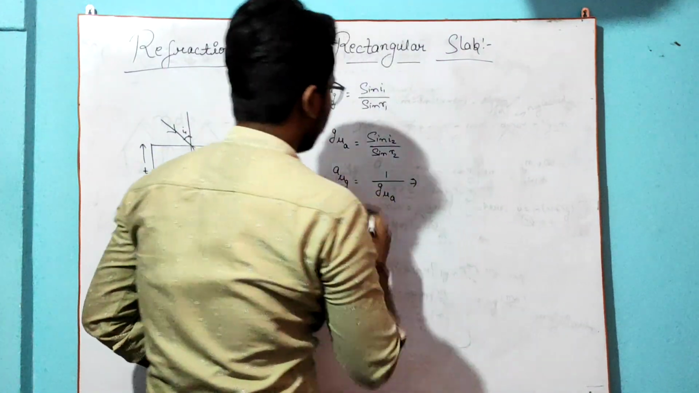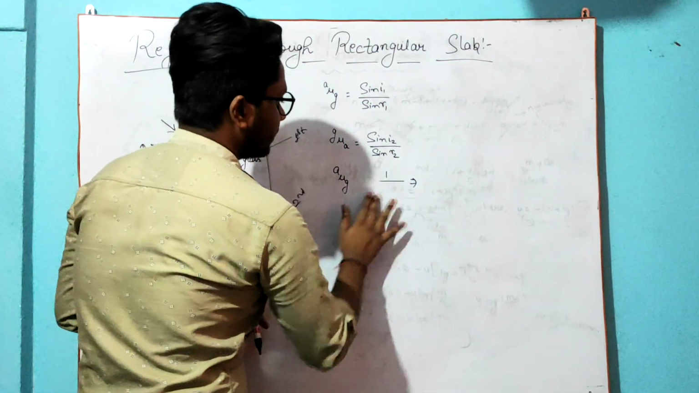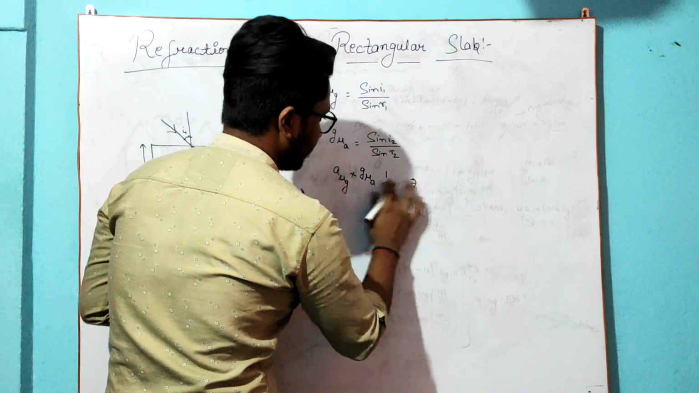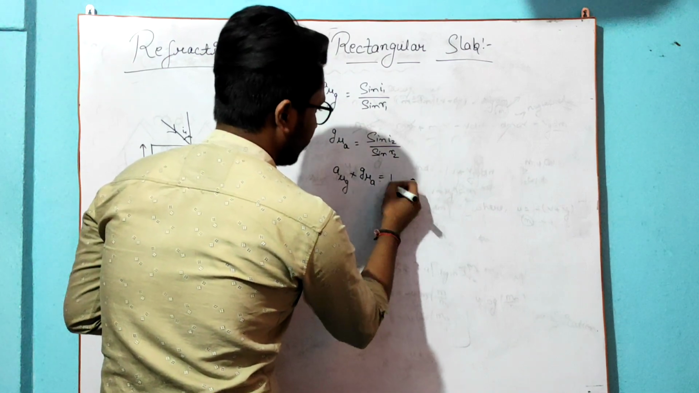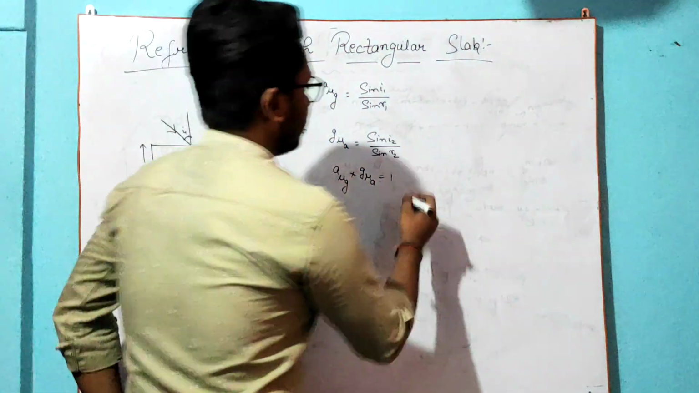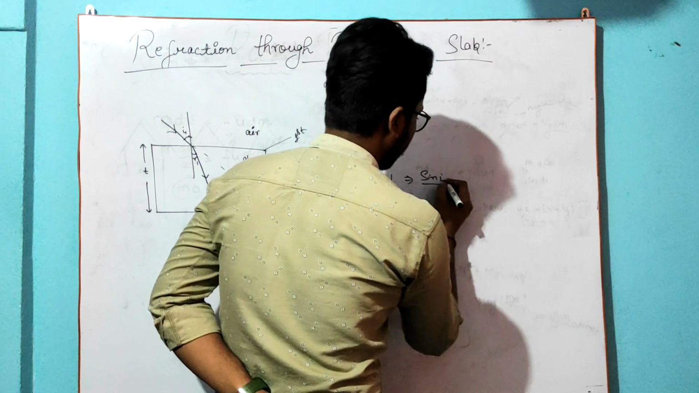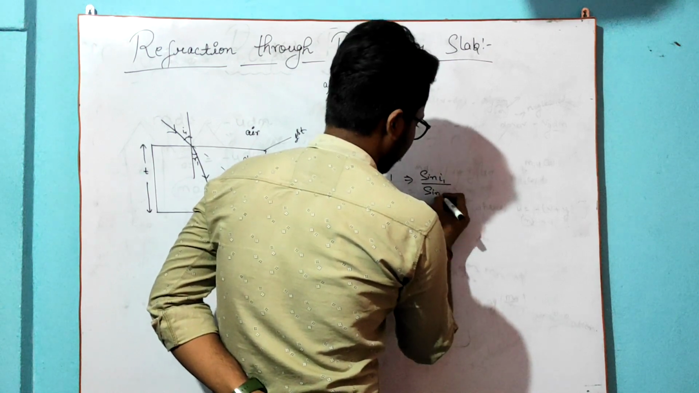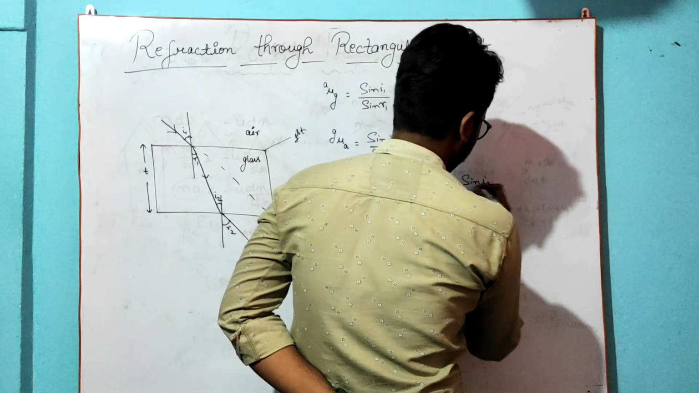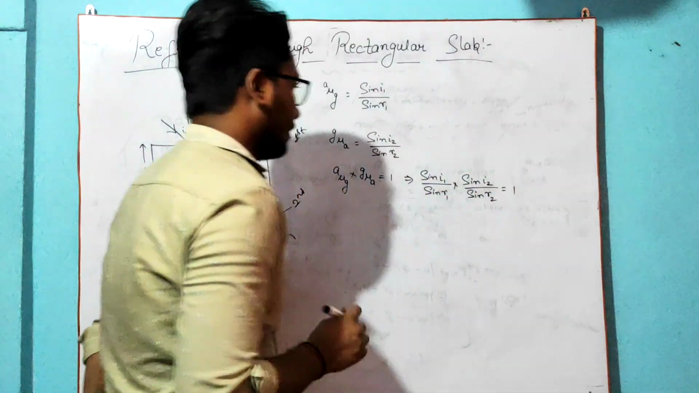So this implies what? You have to multiply both. What does it mean? It means a mu g into g mu a is equal to 1. So put the value here. You have the value. So this is equal to sine I1 upon sine R1 into sine I2 upon sine R2 is equal to 1.